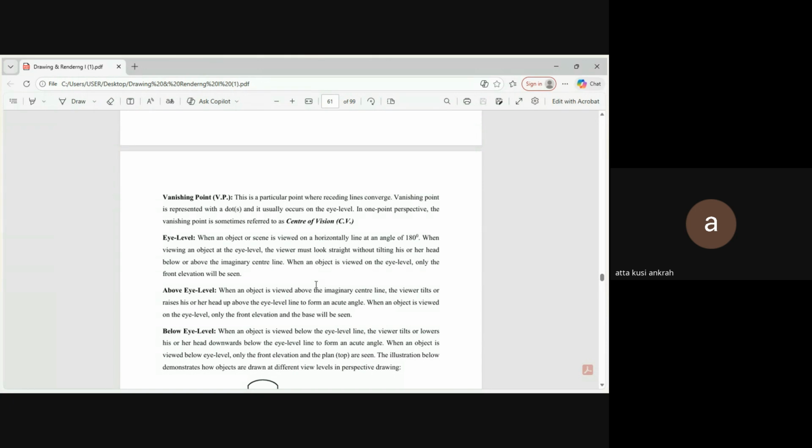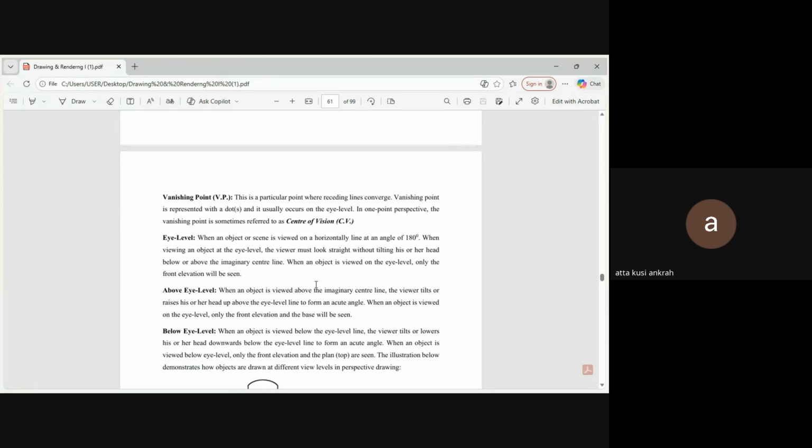Line from the left, line from the right, and even the vanishing point. The vanishing point is represented with a dot or dots. The person wrote dot or dots because if it's 1 point, it's just a dot; if it's 2 point, two dots; if it's 3 point, three dots. Good. And it usually occurs on the eye level. Take note, it can come in the examination. Where does the vanishing point occur? Above eye level, below eye level, on the eye level? So it's on the eye level.